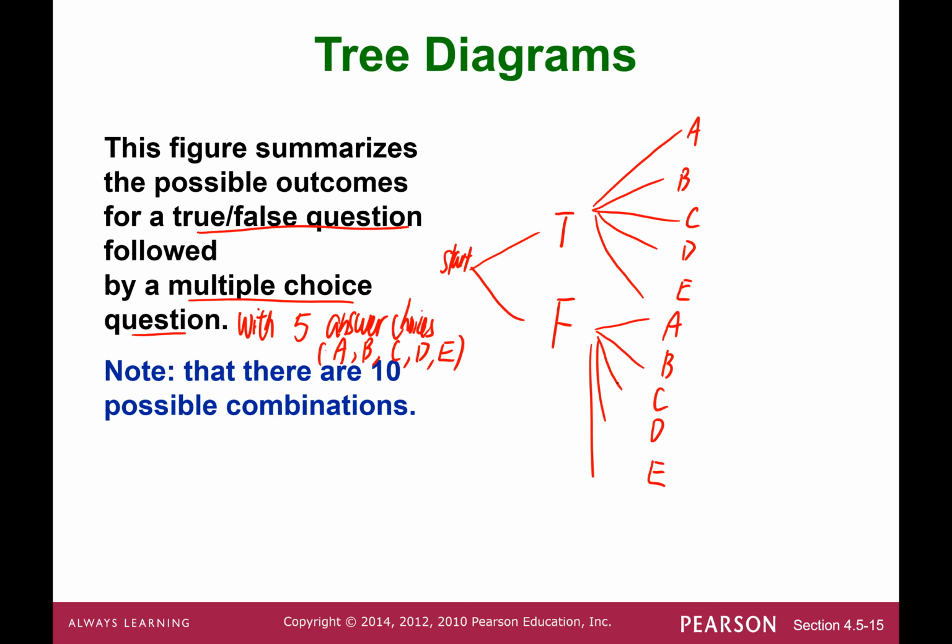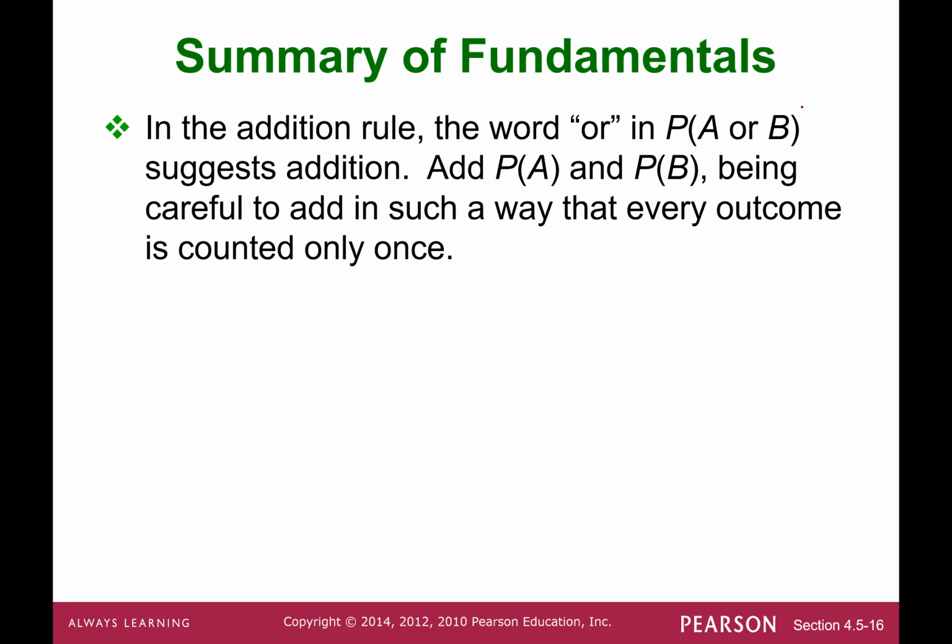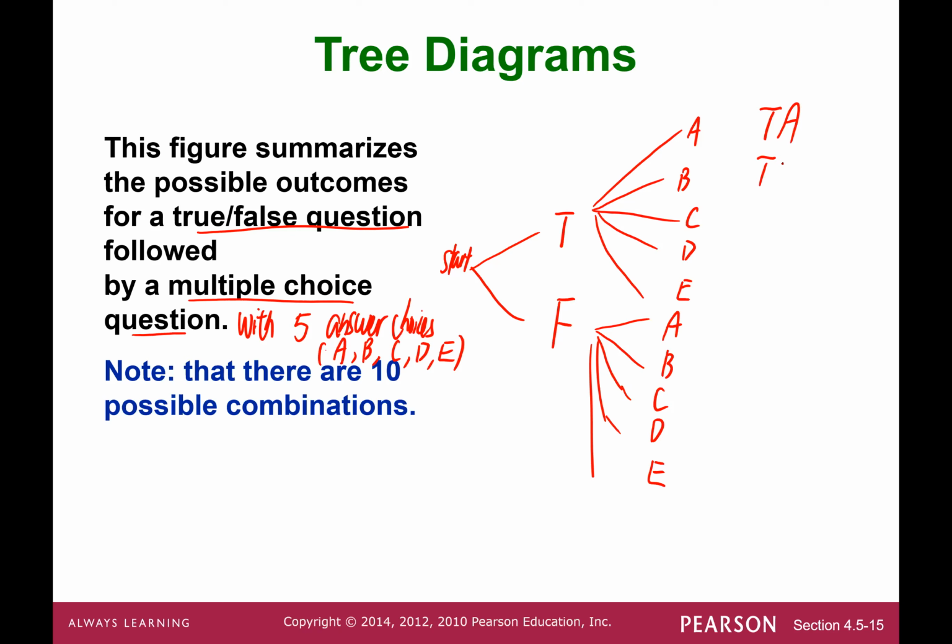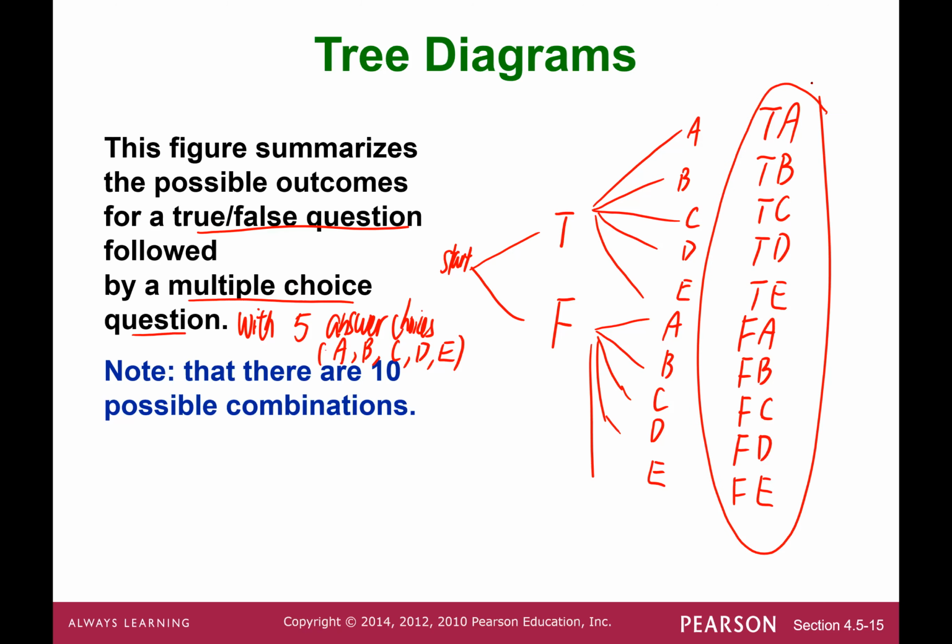Now we're just connecting those branches of the tree, right? So you can have TA, the first answer combination, then TB, TC, TD, TE. So those all start with the true answer, and then with the different answer choices on the second question. You may have FA, FB, FC, FD, FE. So if you look at all these outcomes, there are 10 possible outcomes.